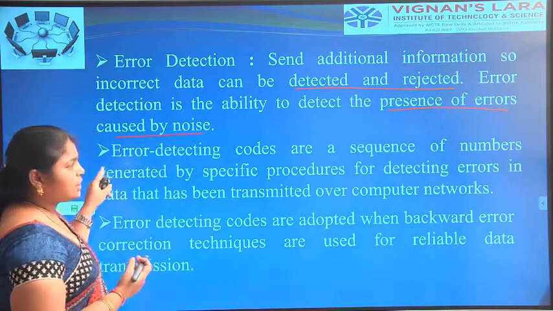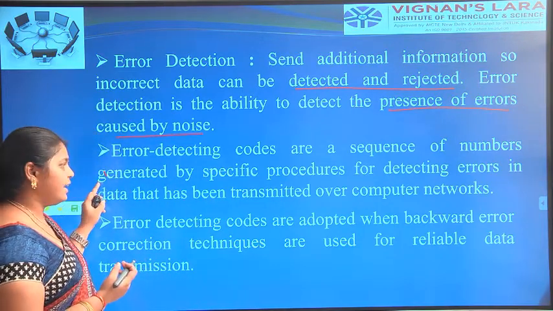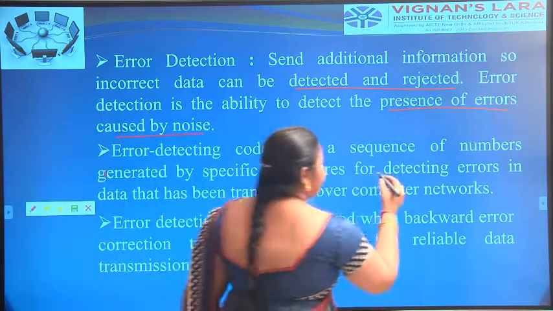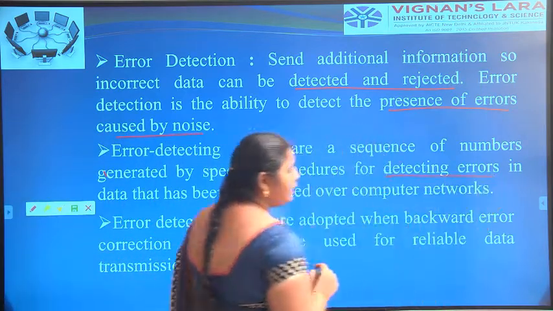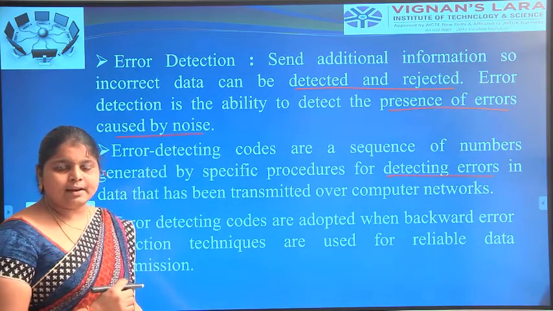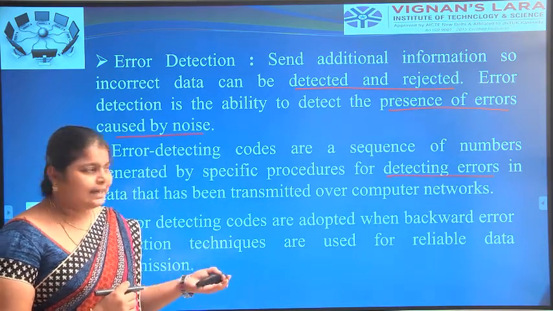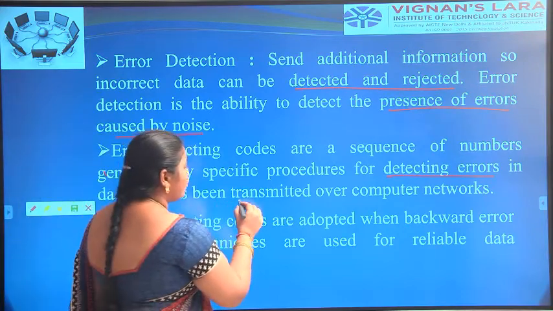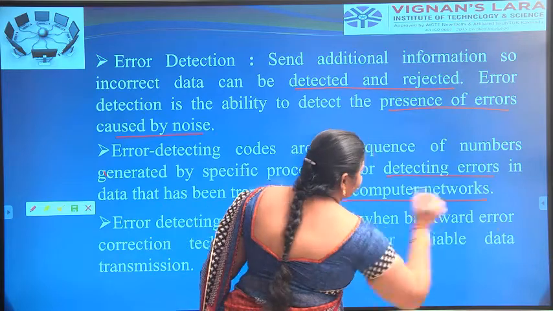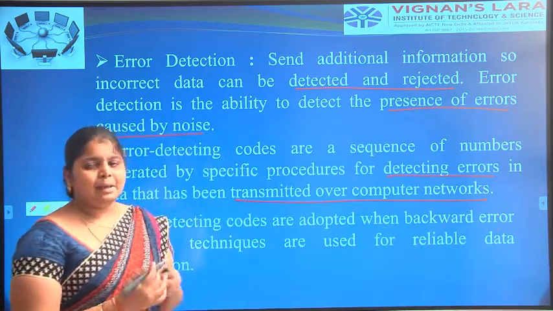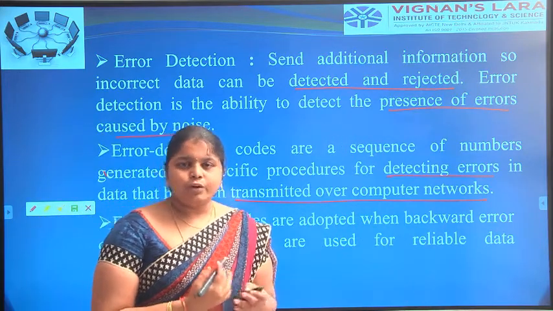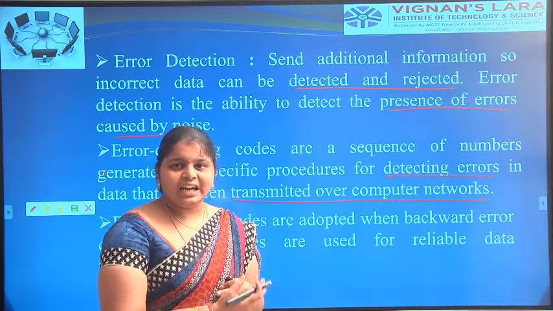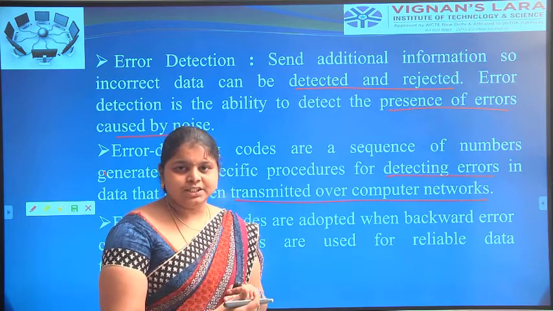Okay, error detection codes are sequences of numbers generated by specific procedures for detecting errors. Error detection codes are mainly used to detect errors in a message or any content in the data that has been transmitted over the communication network. For example, we send messages on WhatsApp or Facebook. The data is transferred through the communication network channel from source to destination.